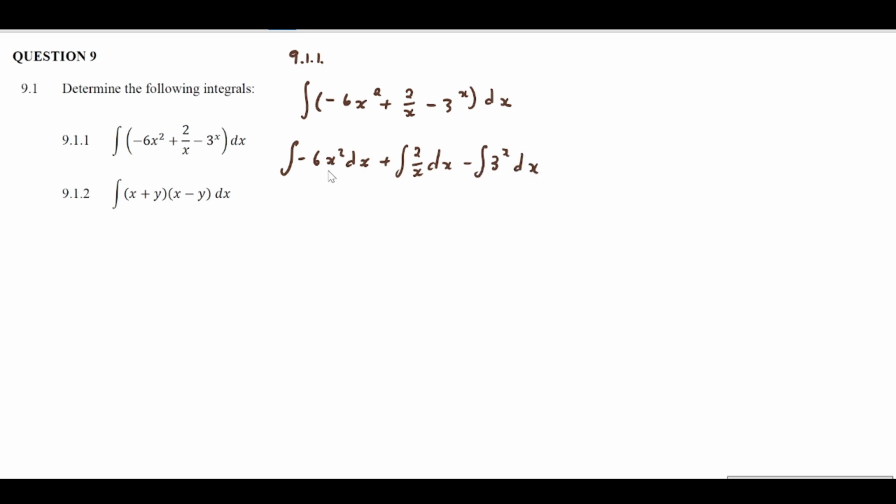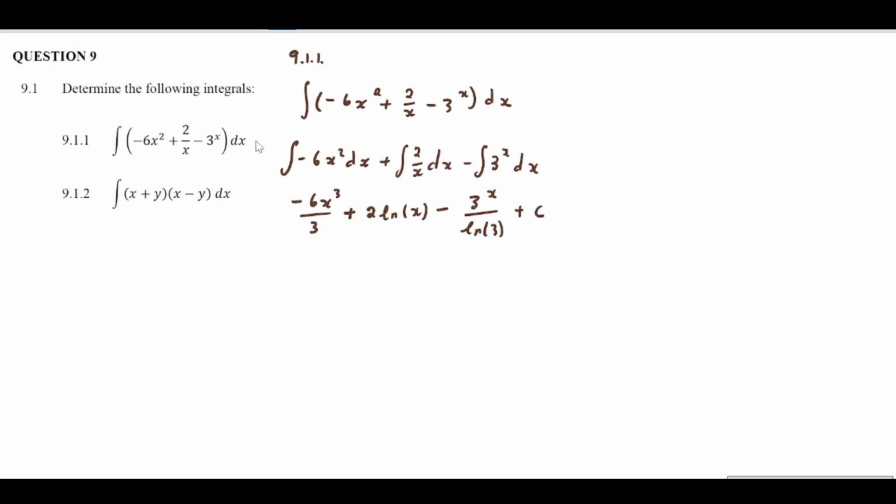So we're just going to apply rule 1 here, which is going to be negative 6 x to the exponent of 2 plus 1, which is 3 divided by 3, plus here we're going to apply rule number 2. Then it's going to be 2 into the ln of x minus, this is going to apply rule number 3, which is 3 to the exponent of x. Divide this by the ln of 3 plus c.